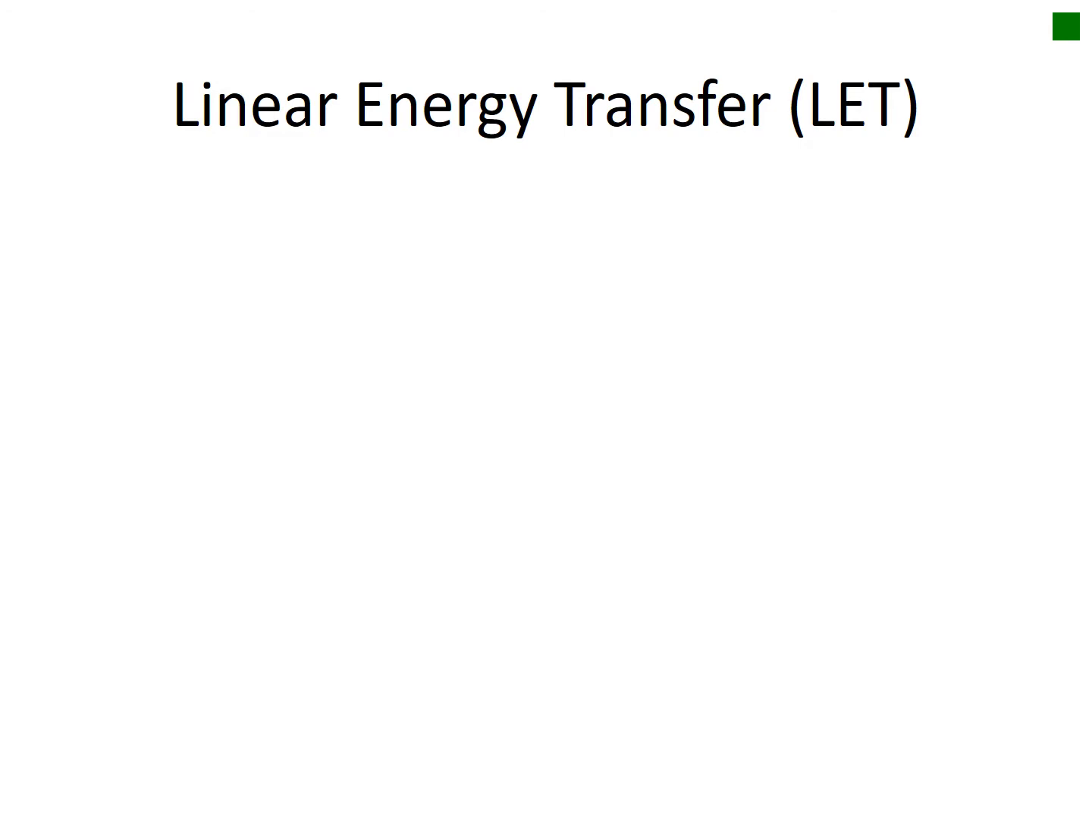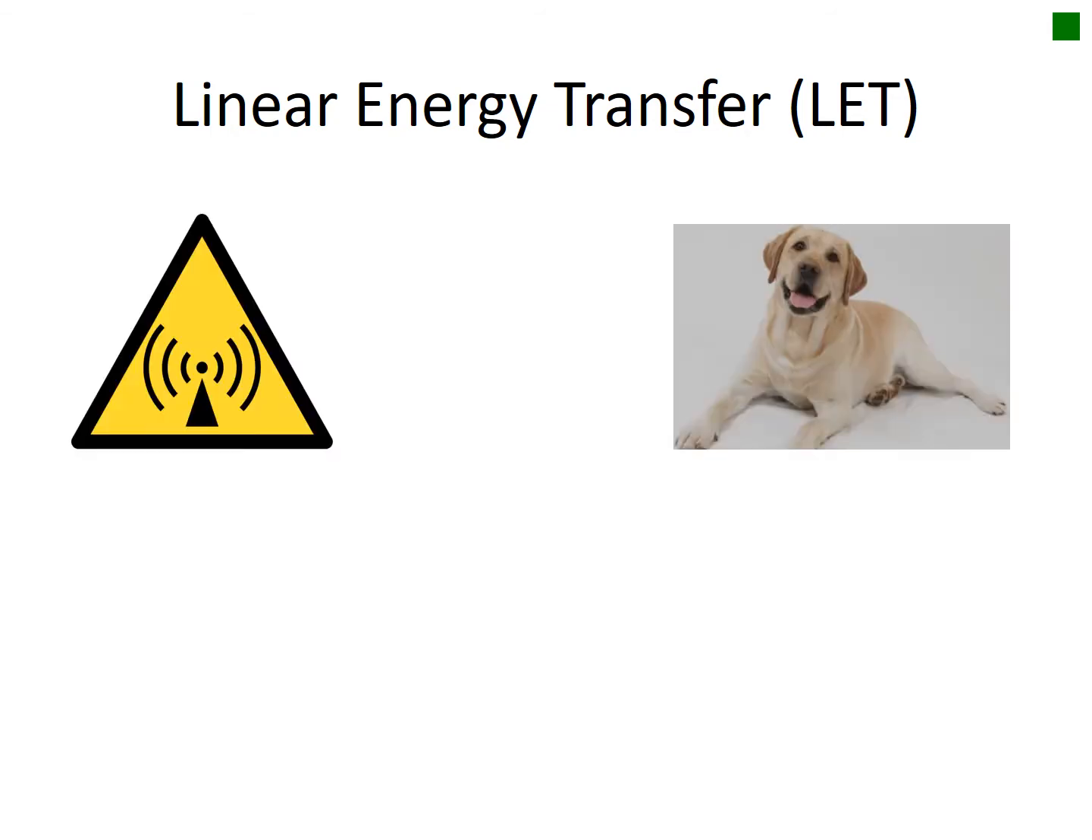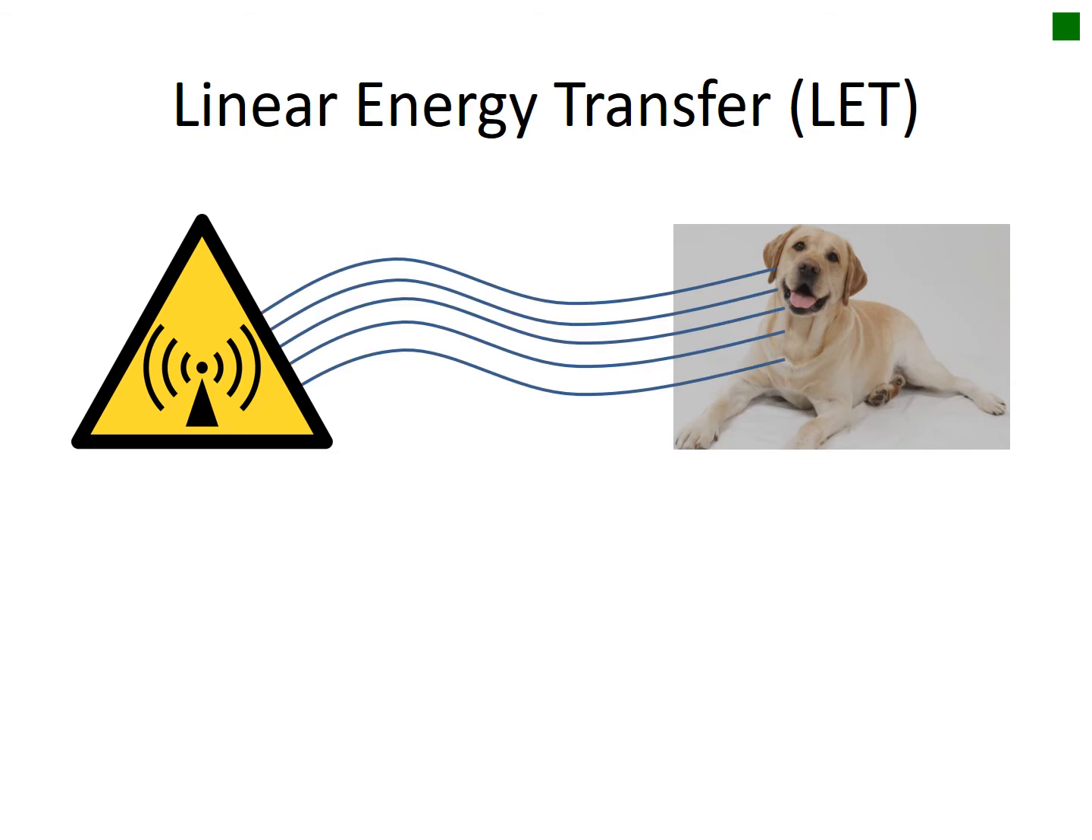So one of the things we have to look at in terms of radiation is what's called linear energy transfer, LET. And what that is a measure of is the rate at which energy is transferred from the radiation to the tissue. So we're looking at how much energy comes from the radiation and goes into the tissue. If we have a high LET, that means we have radiation going into the tissues and leaving a lot of energy in the tissues. And that gives us an increased risk of potential damage.